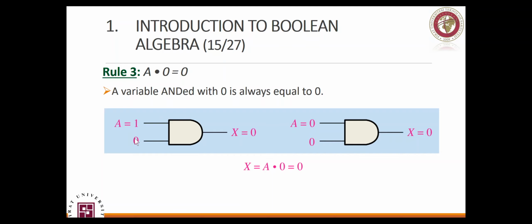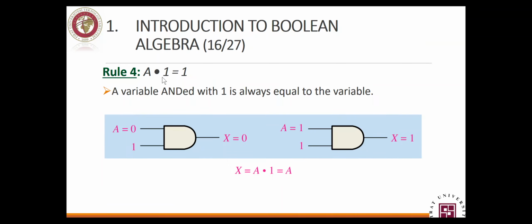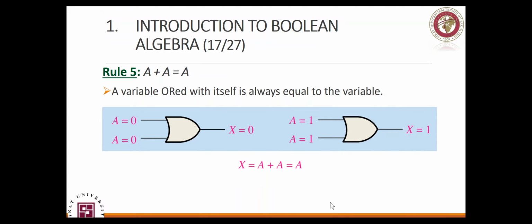And now if we are ANDing 0 with a variable, then the outcome is always 0, no matter what the variable is. Why? Because a 0 in an AND gate input guarantees that the output is 0. Okay. If you are ANDing with 1, then it depends on the variable itself. So if it is 0, the output is 0. If it is 1, the output is 1.